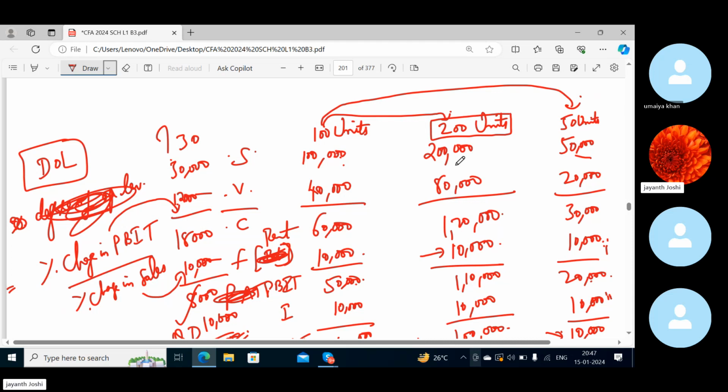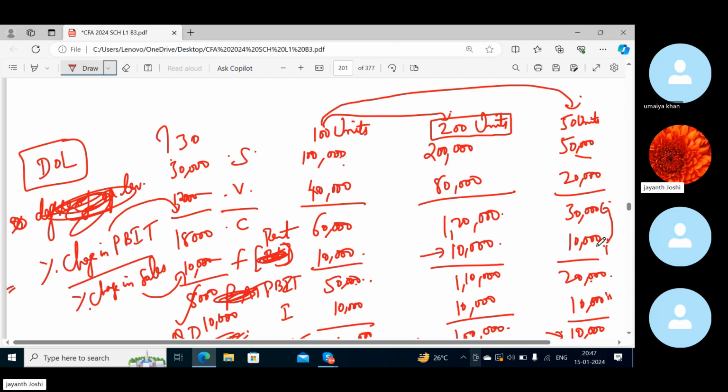So whenever the sales are increasing, I'm able to take advantage. But when the sales have declined, this 10,000 against this 30,000 seems to be a much higher amount. Sorry, this 20,000, right? 20,000, yeah. PBIT, yeah. So previously the PBIT was 50, and here, yeah.